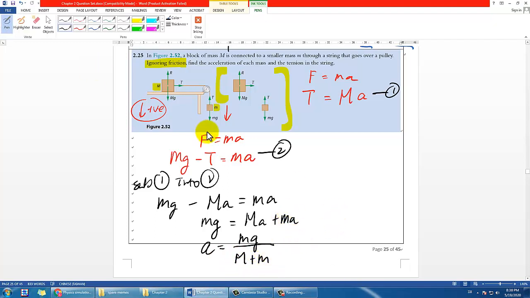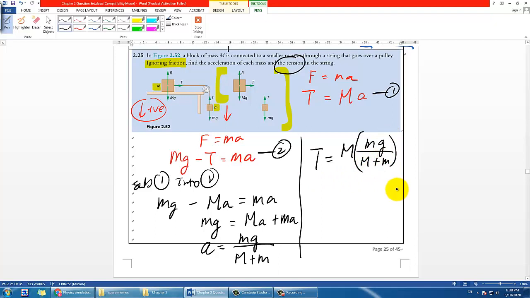And so if you really want to express, because the question also tells us to find the expression for tangent, right? So we can substitute the answer back to equation 1. So tangent will equal to the big M times the one that we find for A, small m g over big M plus small m. So that will simply be the expression. You can't do anything else because they didn't give you any number.